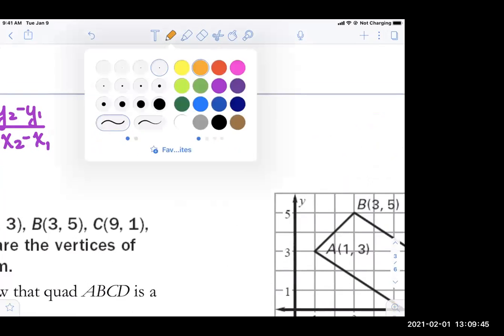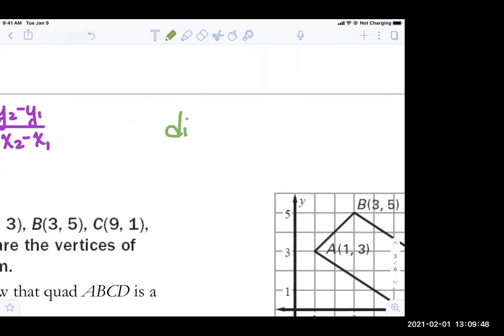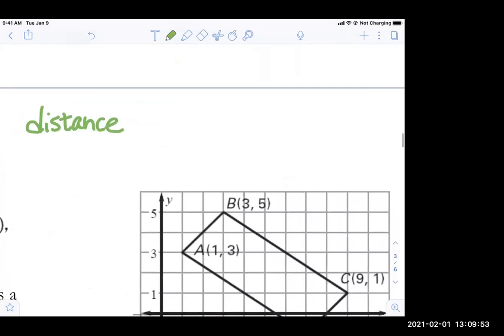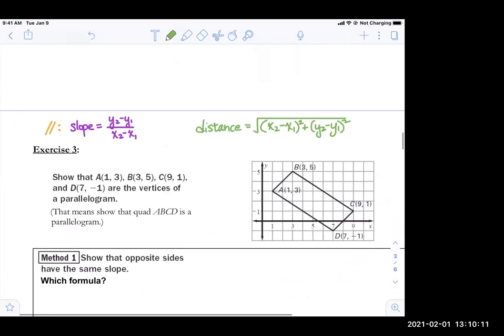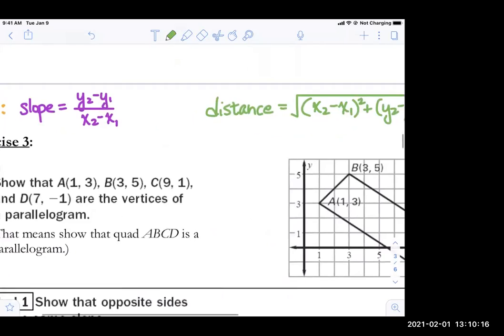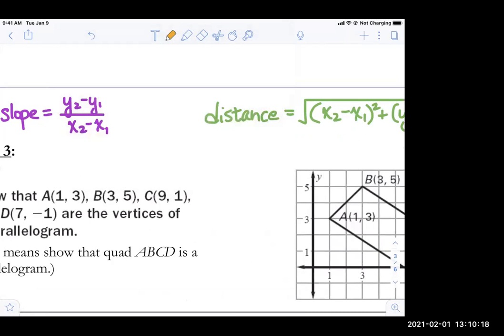Okay, distance formula. Remember, distance is the one that has the big square root in it: the square root of (x2 minus x1) squared plus (y2 minus y1) squared. Now, distance you're using to find length. That means if you want to show that segments are congruent, we're going to use distance.